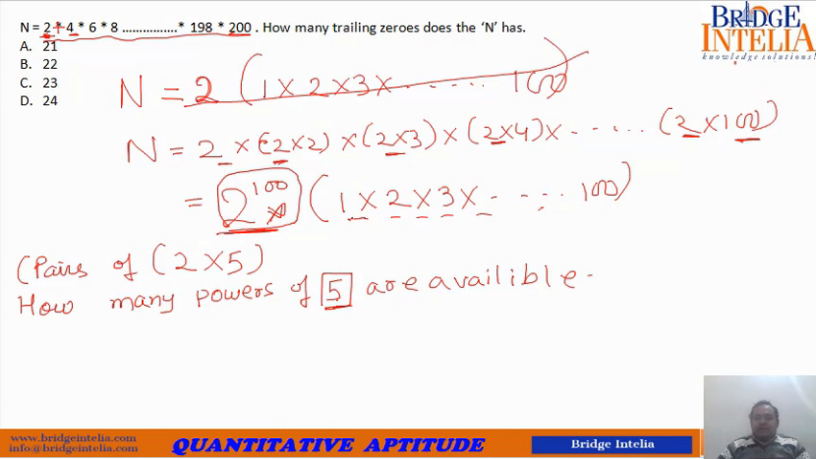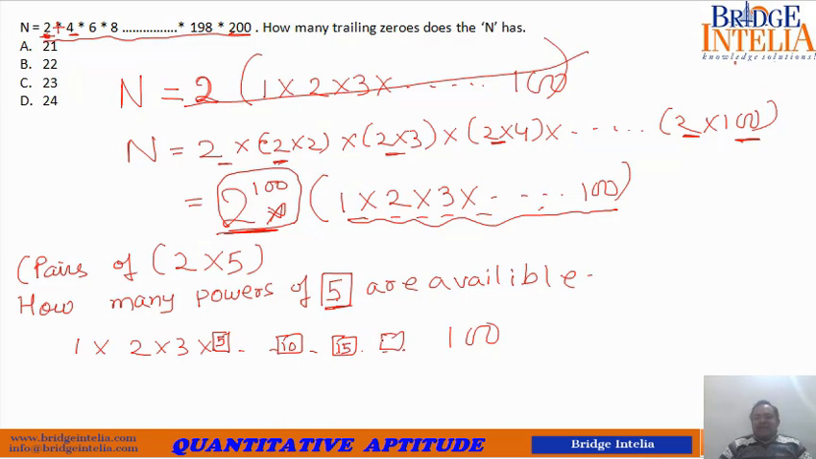Then concentrate on this product. 5 cannot be found from here. You have to find 5 from these numbers. So look at these numbers. How many powers of 5 are available? Every fifth number is a multiple of 5. In this series, every fifth number is a multiple of 5. So every fifth number, that means 20 powers of 5 are definitely available. So 100 divided by 5. So 20 powers of 5 are definitely available.